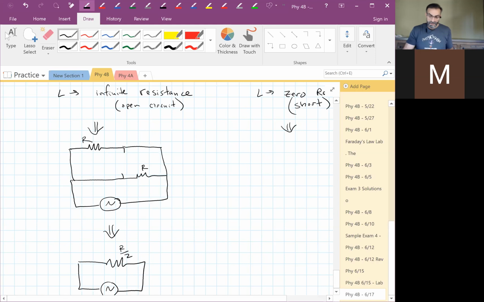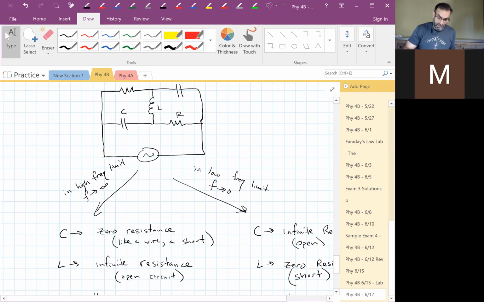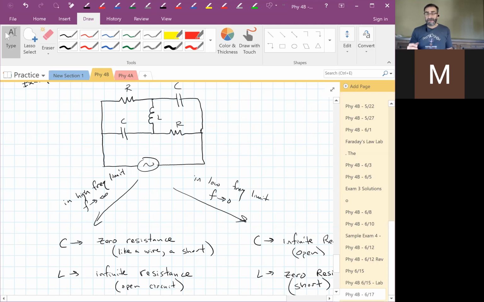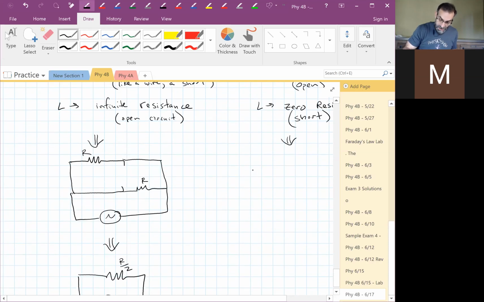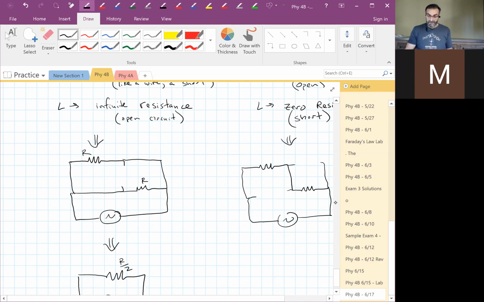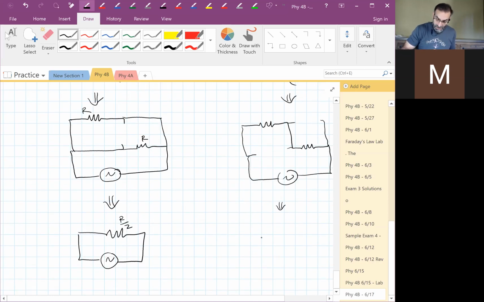Okay. What does my circuit look like over here? In the low frequency limit, I do just the opposite. I replace the capacitors with open circuits. I just remove the capacitors and don't replace them with anything. And I replace the inductor with a short. So my circuit now looks like this. This is just two resistors in series.